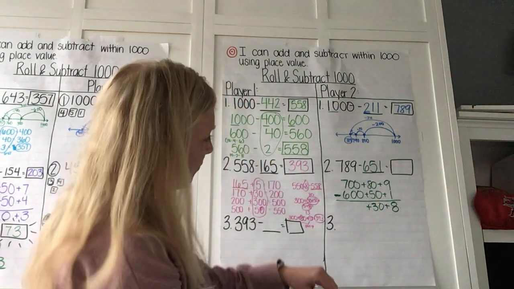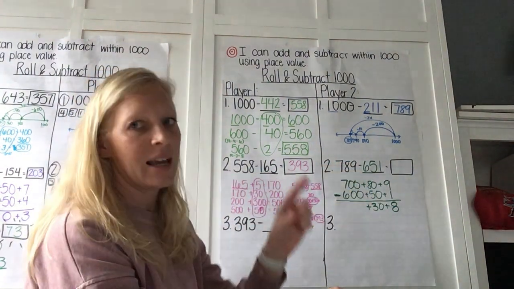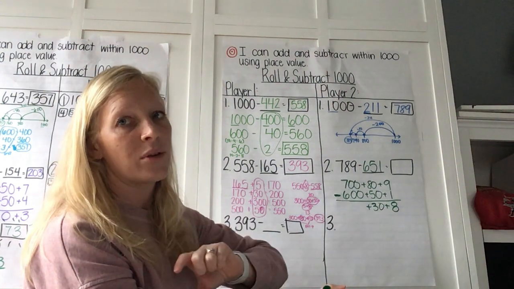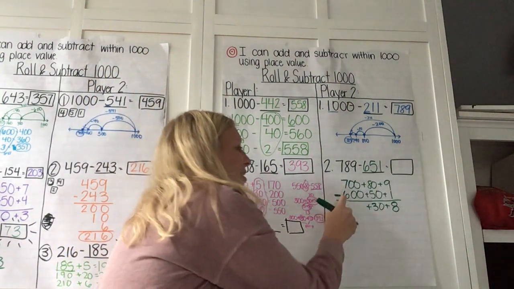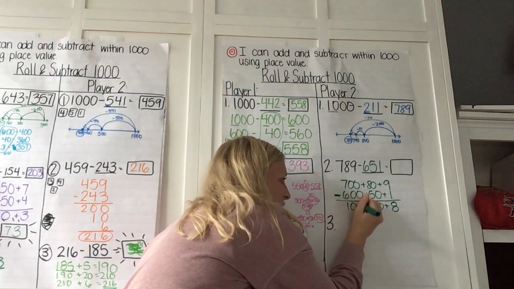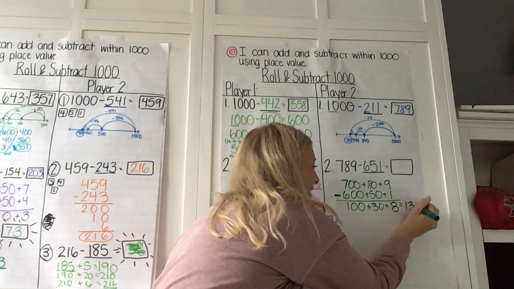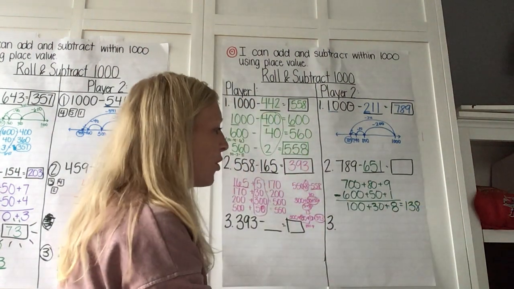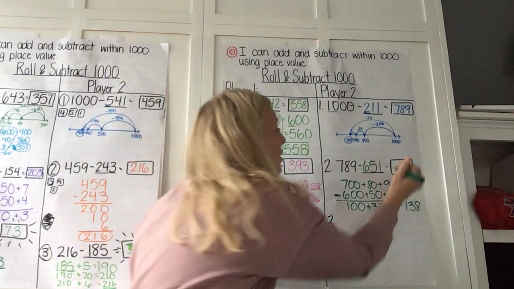How do you know that? 8 minus 5 equals 3. So 8 tens minus 5 tens equals 3 tens. All right, and then what? 7 minus 1 equals 6. So 700 minus 600 equals 100. And what do you have left? 138. 1 hundred, 3 tens, and 8 ones.